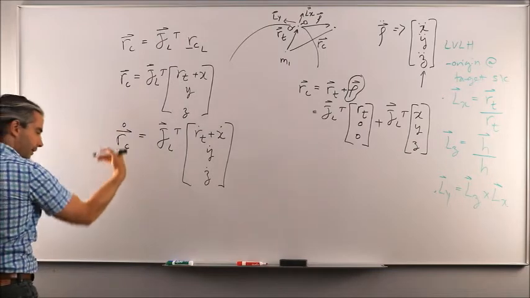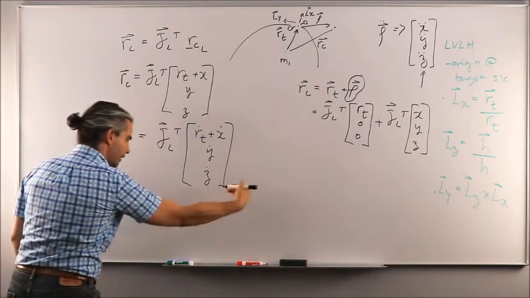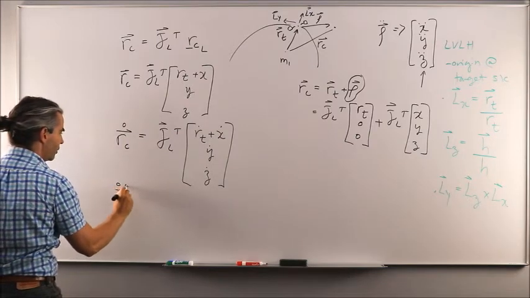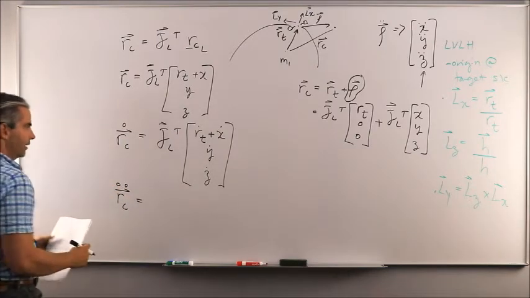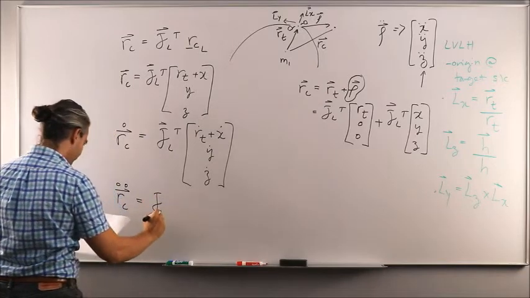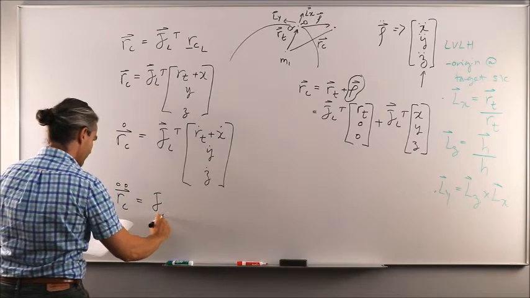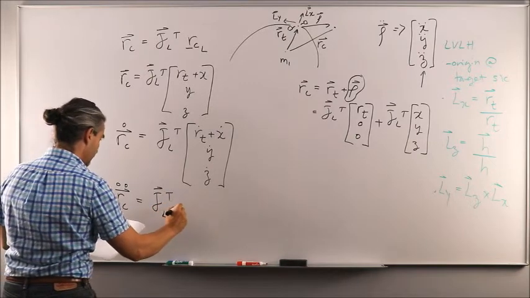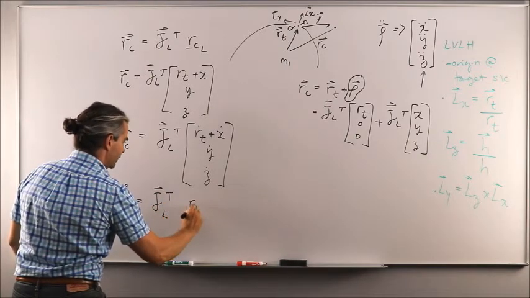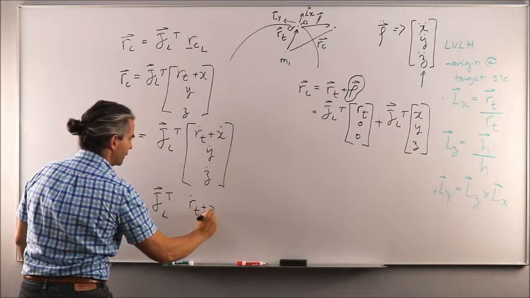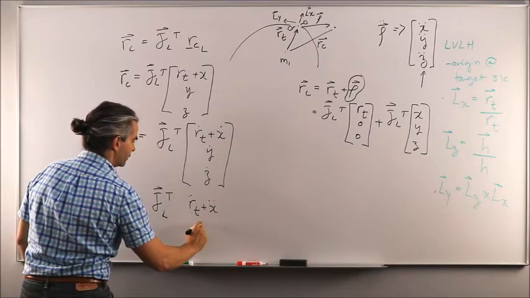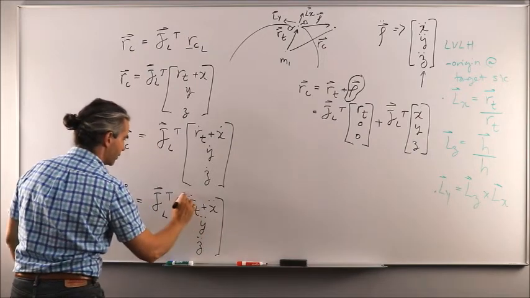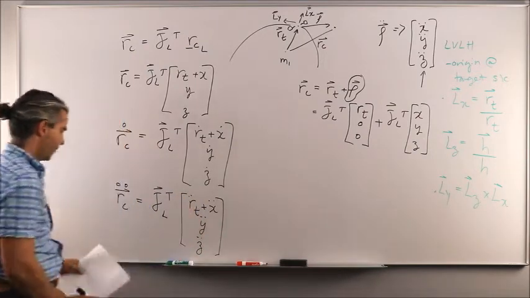If you remember the acceleration level kinematics equation for RC, we also had RC double hollow. Well, it turns out that this is just going to be LT, the vectrix LVLH transpose, and then RT double dot plus X double dot, Y double dot, and Z double dot, like this. Okay?